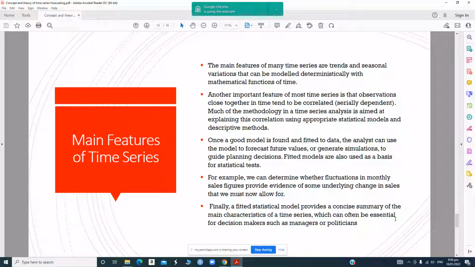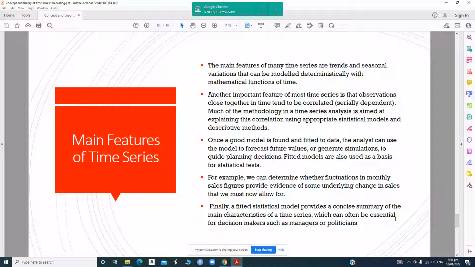So what are the main features of time series? The main feature of many time series are trend and seasonal variation that can be modeled deterministically with mathematical functions of time. So another important feature is that observations close together in time tend to correlate. So our interest at times also will be the serial correlation. So much of the methodology in time series analysis is aimed at explaining the correlation using various models and descriptive statistics. So once we have fitted a very good model, then the work is almost half done.